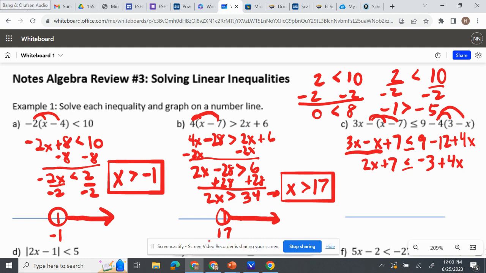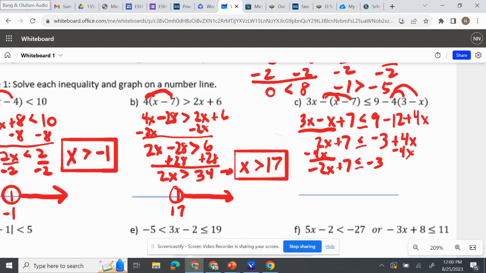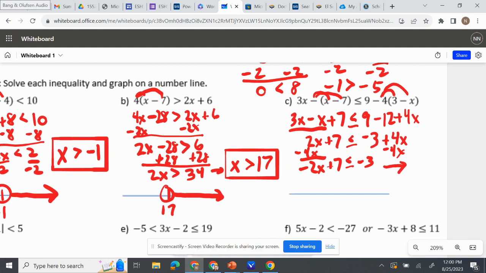Next thing I'm going to do is subtract the 4x. That gives me -2x plus 7 is less than or equal to -3. I'm going to subtract the 7, running out of room here, and that gives me -2x is less than or equal to -10. And then when I divide by -2, I get x is greater than or equal to 5. So once again, I put the 5 in the middle. This time it's a closed circle because it's equal to 5, so it includes 5, and greater than means it goes to the right.